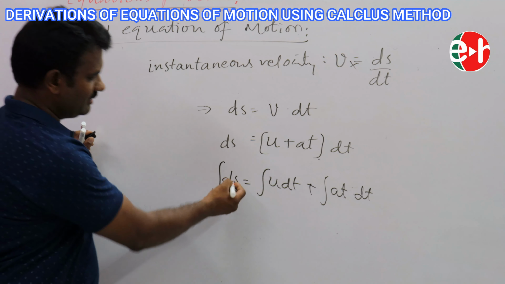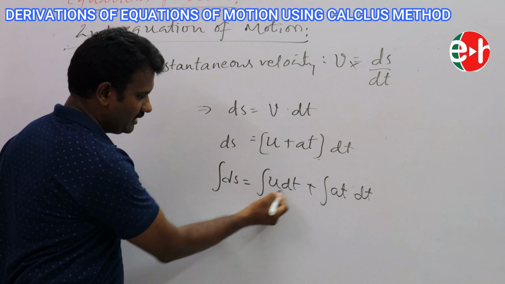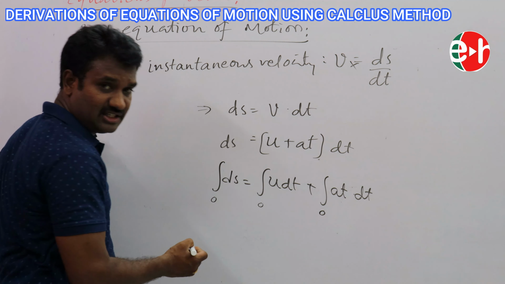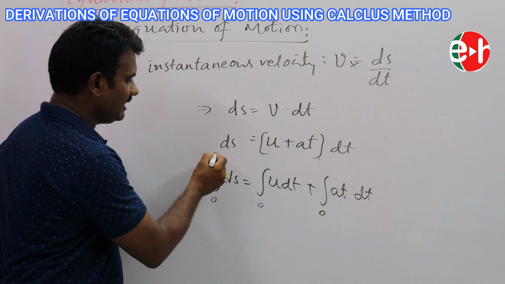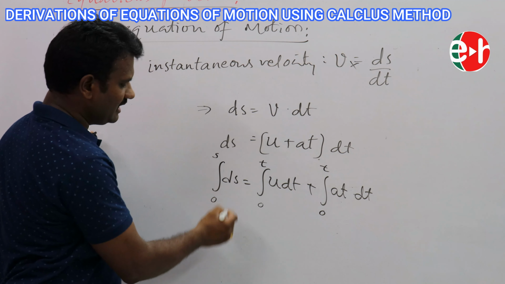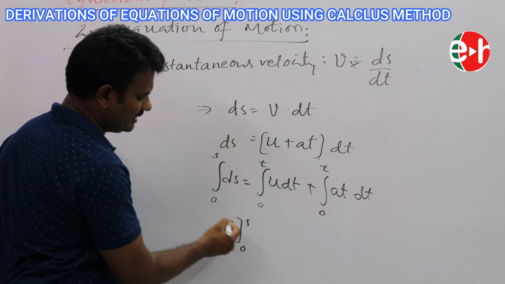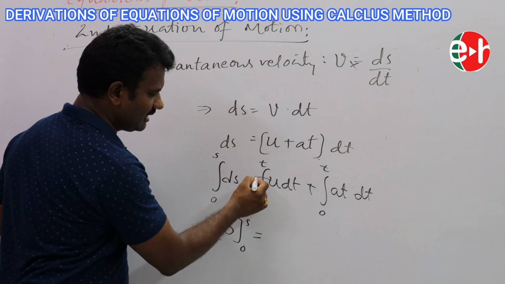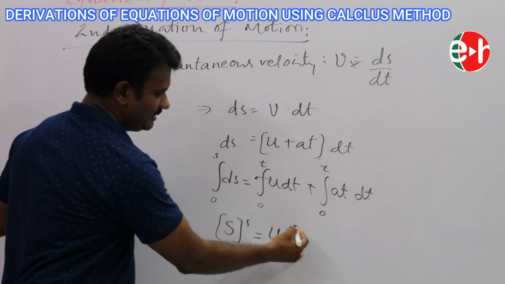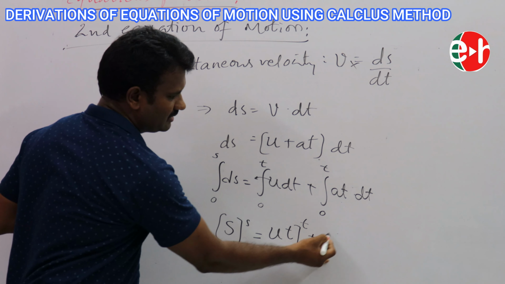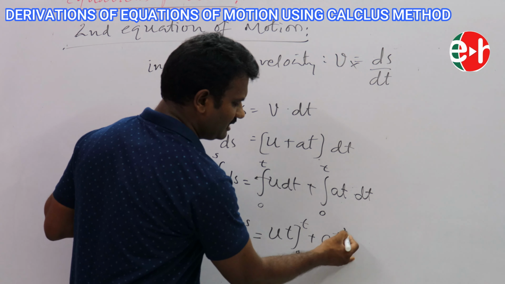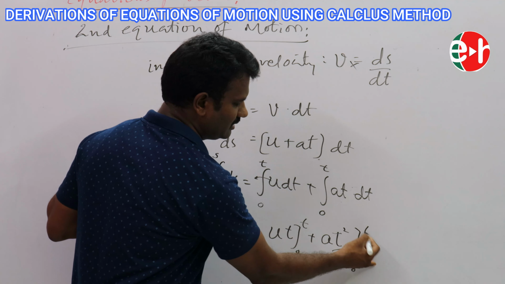What are the limits? Say for example at time t equal to 0, we are integrating with respect to time. At time t equal to 0, the body is at the initial position, say position 0. After some time t, it reaches position s. So integral of ds means s within limits 0 to s is equal to u, which is constant and can be taken outside. u into integral of dt means t, from limits 0 to t, plus a, which is constant and can be taken outside. Integral of t dt means t square by 2 within limits 0 to t.